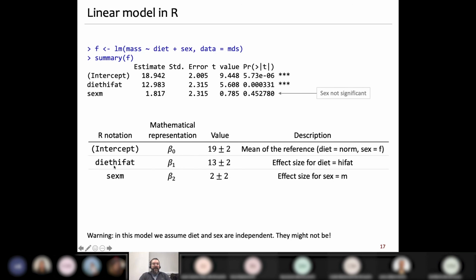Then we have the effect of diet high fat. Beta 1 is 13 plus minus 2. And finally, the effect of sex male, which is 2 plus minus 2. You can see this effect is not significant. The p-value is large. You can also guess it from here. When you compare it to 0, when it's 2 and the standard error is 2, then probably it's not significant. This is how R names these variables. It combines the variable name, diet, and the level, high fat. The variable is sex here, and the level is M.